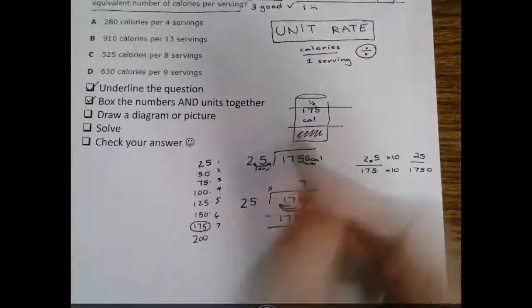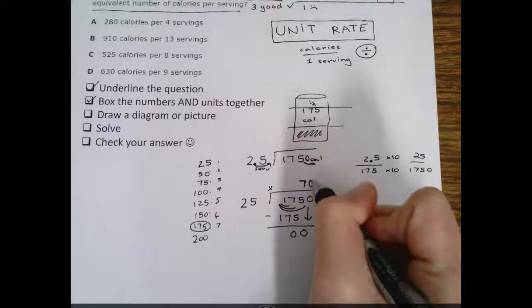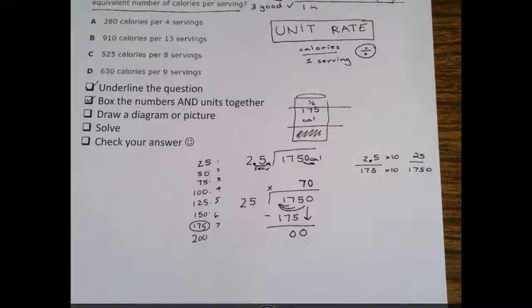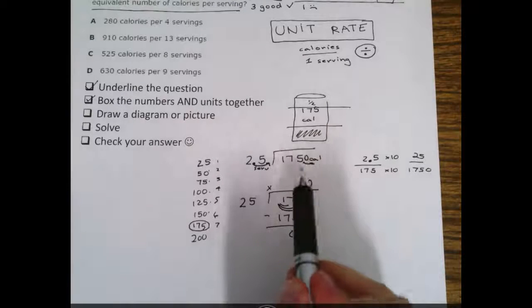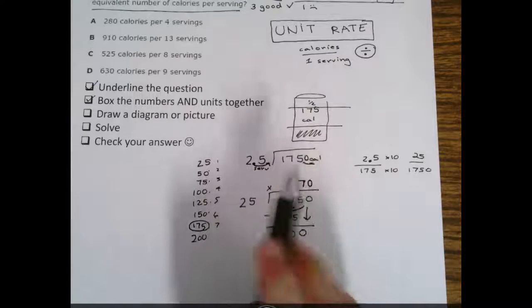How many 25s are in 0? 0, because 175 is too small, so I need to do 1,750. So that means that 25 times 70 makes 1,750. But remember, that means that there are 70 2.5s in 175.